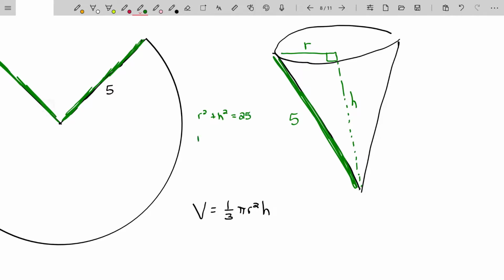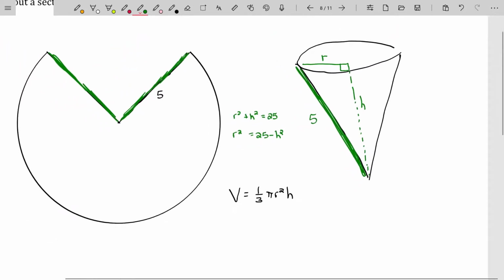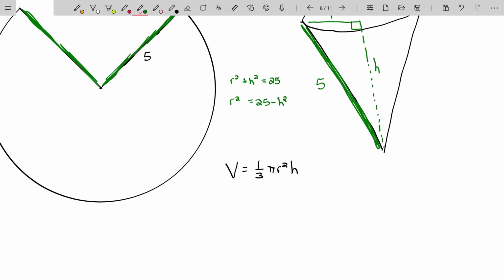And therefore, whenever I see an r squared, I can replace it with 25 minus h squared. So this looks very much like the previous problem. And it kind of is. There are other ways you could do this problem. By the way, you could possibly use angles here, and that's kind of what I wanted to do, but now that I'm thinking about it, it might be easier to do it this way. R squared is 25 minus h squared, times h.